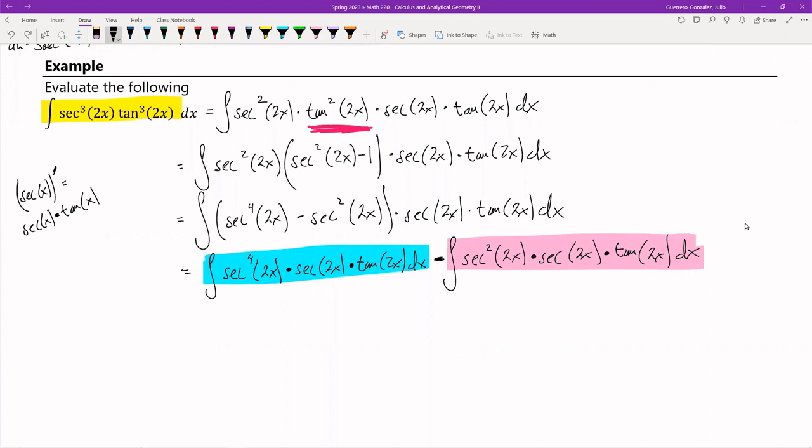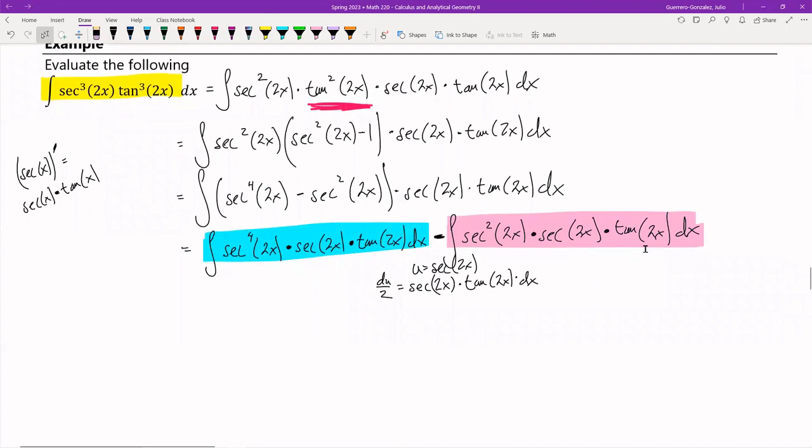So u is going to be secant of 2x. Let me write it in the middle for both of these. u is secant of 2x, du is going to be secant 2x times tangent of 2x times 2 times dx. So then I'm going to rearrange some stuff here. I'm just going to do dx on the end, and I'm going to do du over 2.